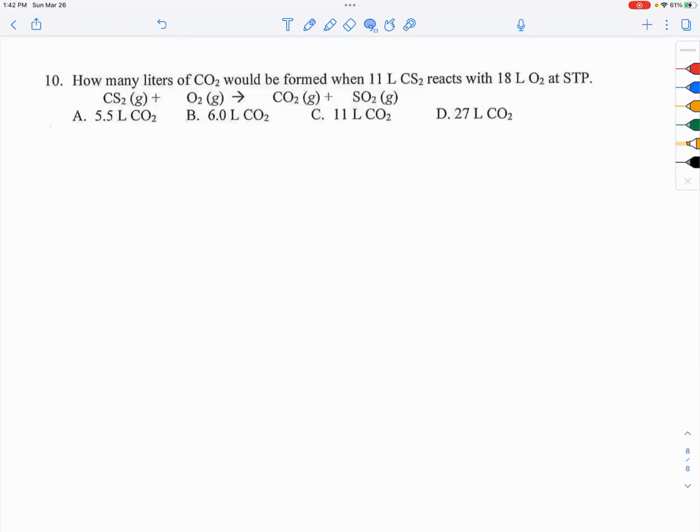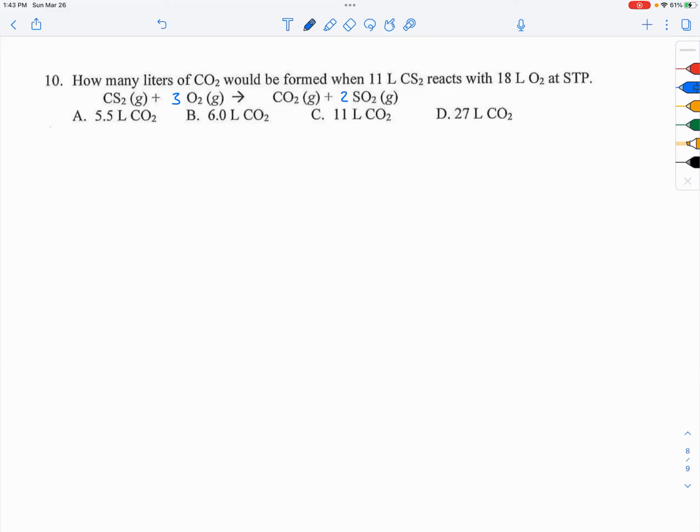Right, for number 10, we have a reaction right here, CS2 plus O2 giving you CO2 and SO2. I think the first thing that I see is that it's not a balanced equation. So I will need to balance it first. So I'm going to put a 2 right here to balance the sulfur. And then I'm going to put a 3 right here in front of O2 to balance out the oxygen.